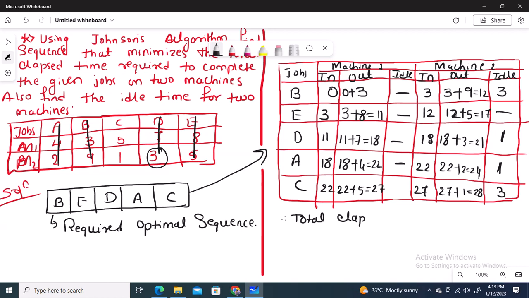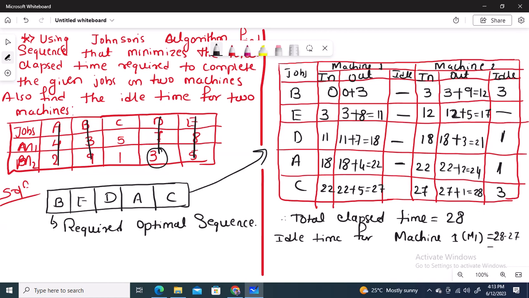Therefore, total elapsed time is equal to 28. Now we have to find out the idle time. Idle time for machine 1, that is M1, equal to how much? The total elapsed time minus the last closing time for the overall job on machine 1, that is 27. So 28 minus 27, that is 1.